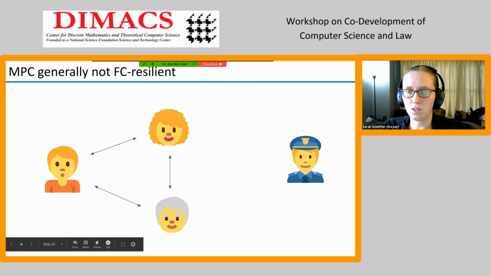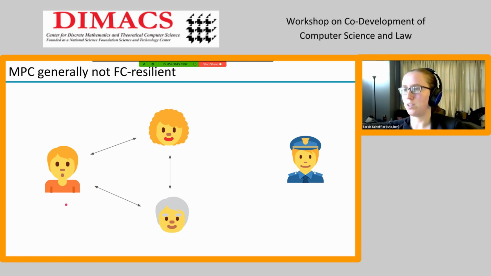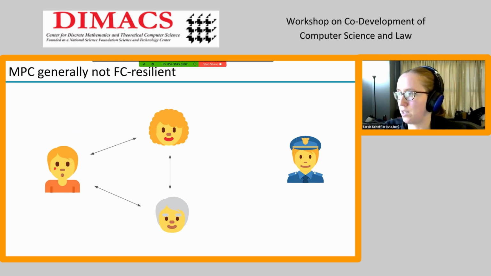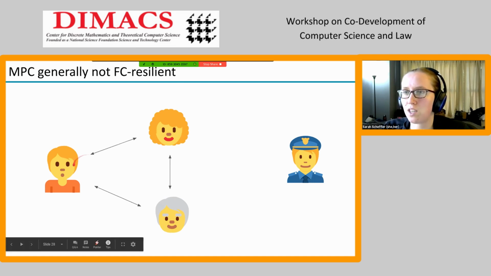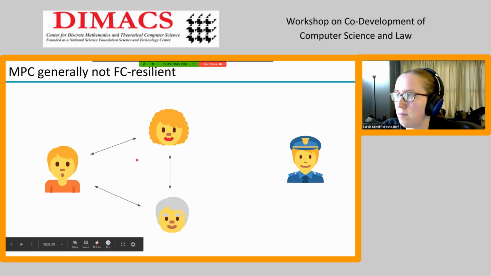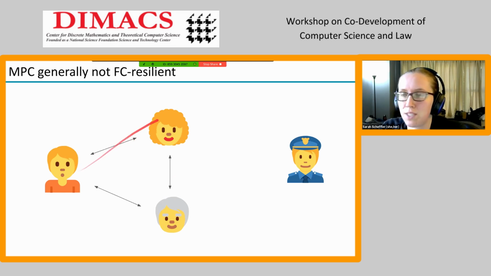Okay, so let's talk about secure multi-party computation. This is a general term for a computation where several parties want to compute together on their data, but they don't want to reveal their data to each other. So if this person has X and this person has Y and this person has Z, they all want to compute F of X, Y, Z, but this person doesn't want to reveal X, and this person doesn't want to reveal Y and Z. So we might think that because MPC provides privacy, it also provides FC resilience.